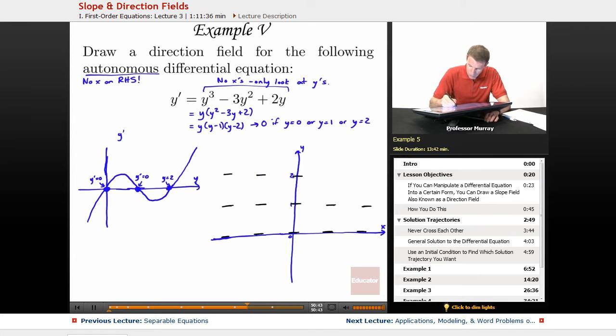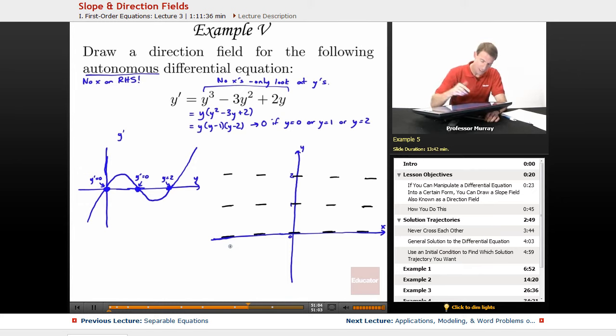And I'm doing this at y equal to 0, 1, and 2, because those are the places where y prime is equal to 0. So those are my horizontal slopes. Now I want to look in between those cutoffs and see what kinds of values I'm going to get for y prime.